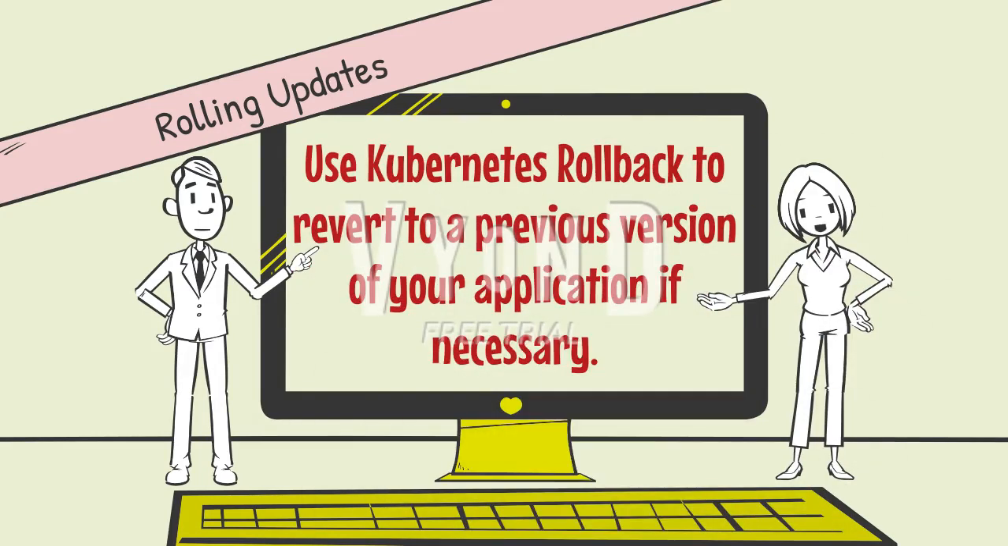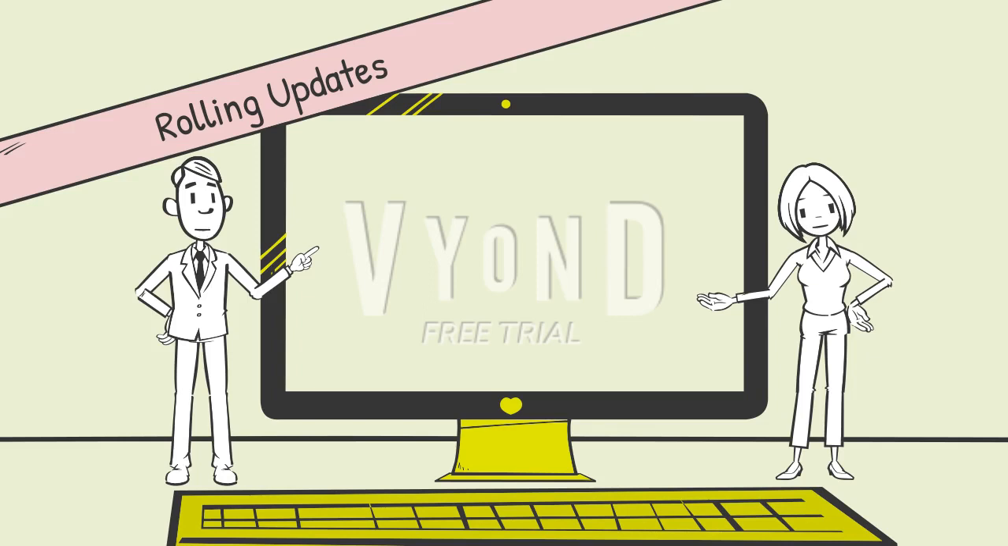5. Use Kubernetes rollback to revert to a previous version of your application if necessary. Kubernetes maintains a revision history of your deployment or replica set, allowing you to easily roll back to a previous version in the event of issues or failures. Overall, rolling updates in Kubernetes provide a safe and reliable way to update your application without downtime. By gradually replacing old pods with new ones, Kubernetes ensures that your application remains available and responsive throughout the update process.